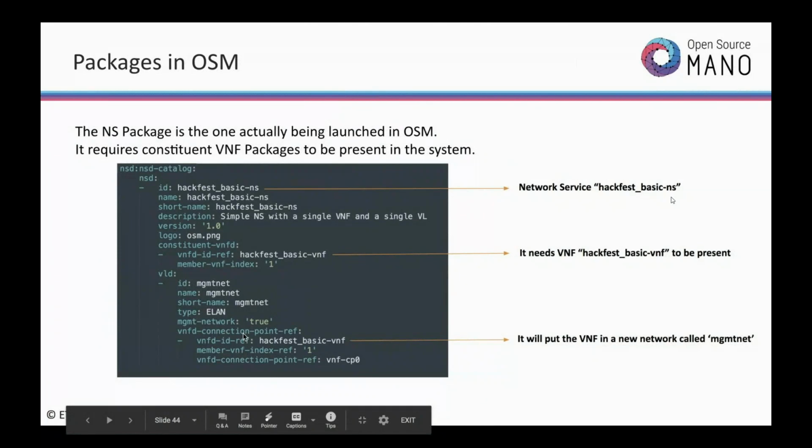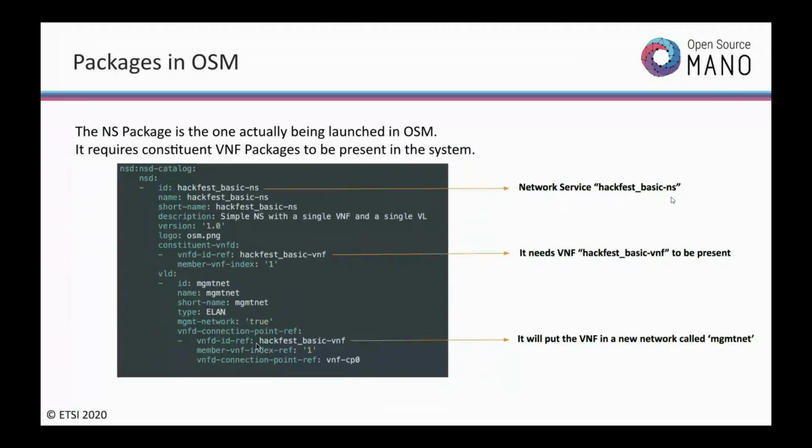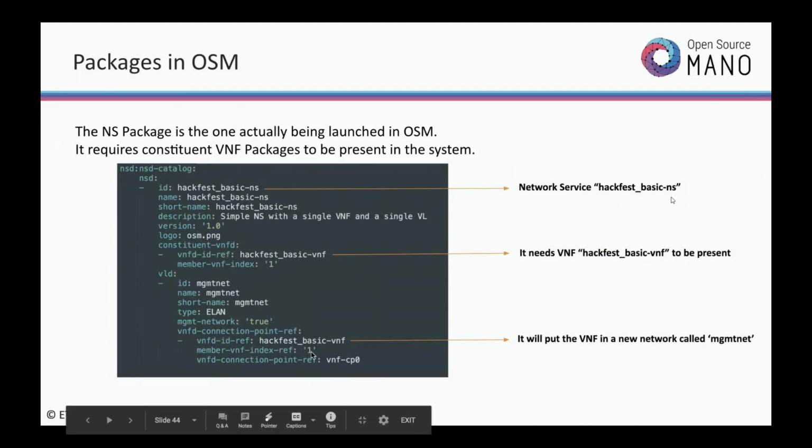in the back. We have these connection point references that refer to connection points, interfaces let's say, that are exposed by the VNFs, by the constituent VNFs. So in the management network, we are putting the VNF called Hackfest basic VNF, which has this index reference 1, and the specific port of the VNF that is connecting to this network is this one, VNF-CP0. So these 2 elements must be present at the VNF descriptor for it to work.